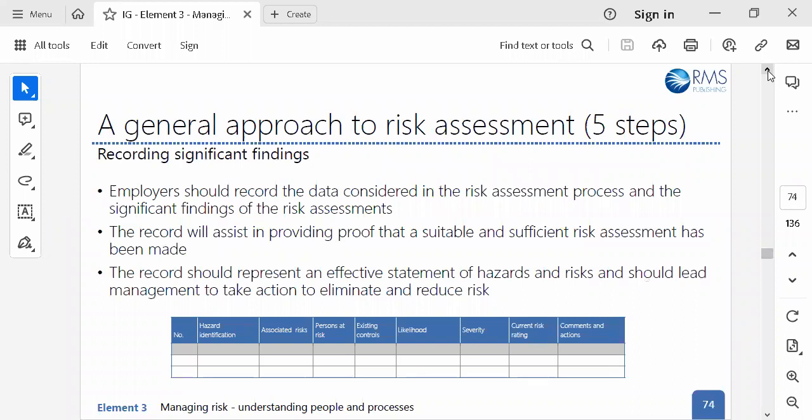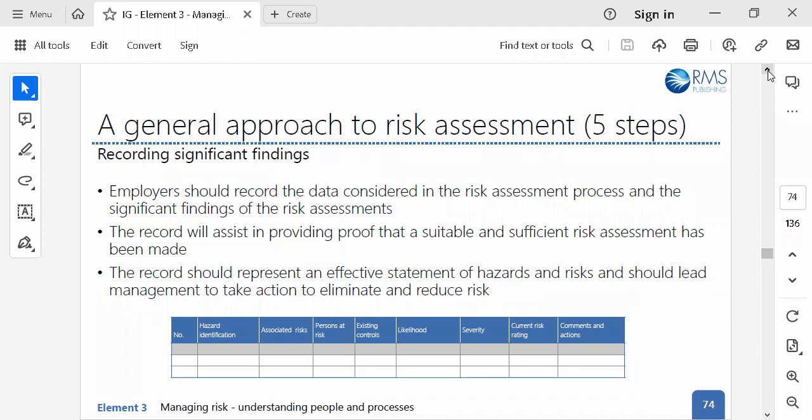Then step number 4, recording significant findings. Employers should record the data considered in the risk assessment process and the significant findings of the risk assessment. The employer needs to identify the hazards, identify the people, evaluate the risk, and then record all of those things: the risk, the hazard, everything. The record will assist in providing proof that a suitable and sufficient risk assessment has been made. The record should present an effective statement of hazards and risk, and should lead management to take actions to eliminate and reduce that risk.